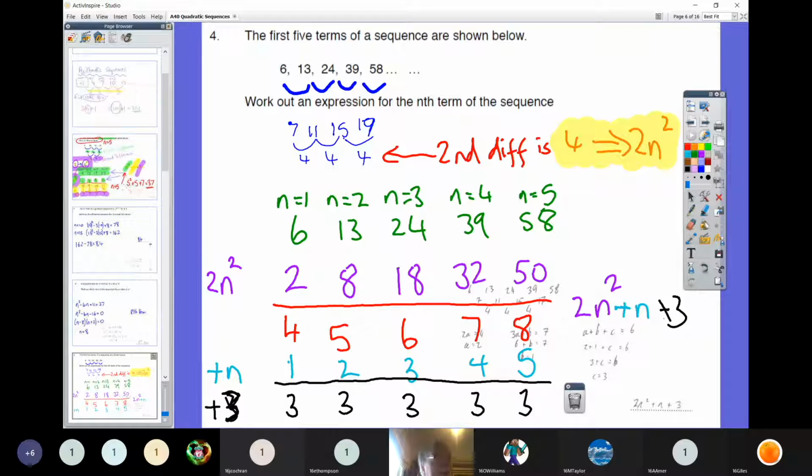Anyone else want me to explain? Yes, Poppy. So I understand most of it. I don't know where the 2, 8, 18, 32 and 50 came from. Okay. So you happy where the 2n squared came from? Yeah. Okay, well, I'm just processing that, Poppy. I'm just taking each n in turn and doing 2n squared to it. So when n is 1, 1 squared times 2 is 2.